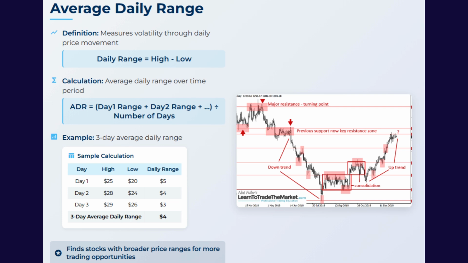The daily range is calculated by taking the difference between the stock's daily high and daily low. If you're measuring this data over a period of time, you would add up these daily ranges and divide them by the number of days in the period. For instance, if over 3 days a stock had daily ranges of $5, $4, and $3, the 3-day average daily range would be $4. A $4 range on a stock price in the mid to high $20 range would provide plenty of great intraday trading opportunities.